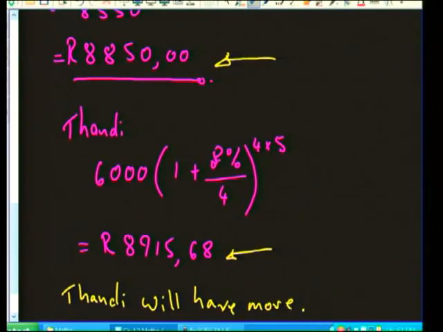Well done, Tundi. Now, perhaps 5 years was quite a small period of time in investment terms. And you'll notice that there isn't much of a difference between the two. If this was for 20 years, I'm telling you, Tundi has got it made. Okay, happy with that question?